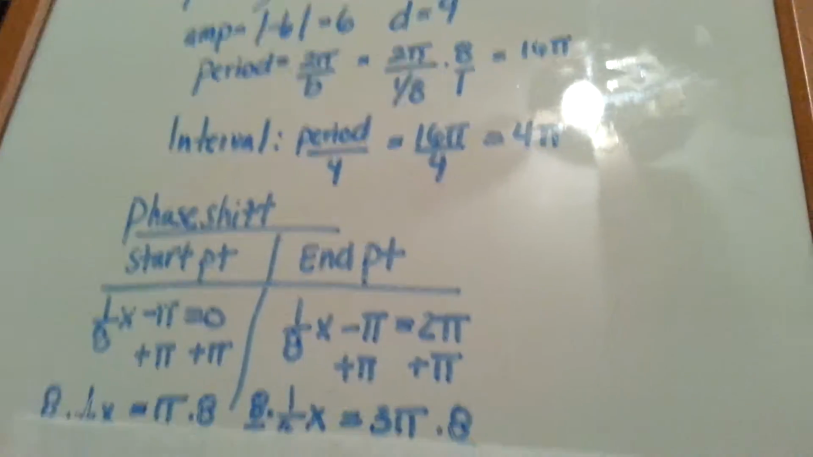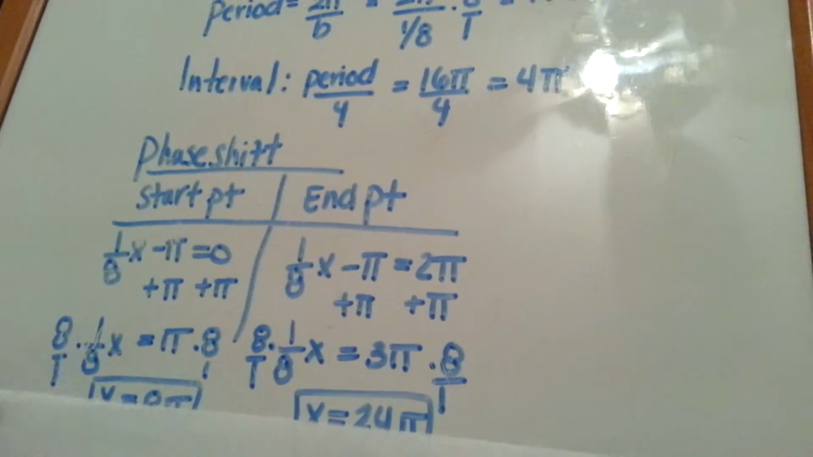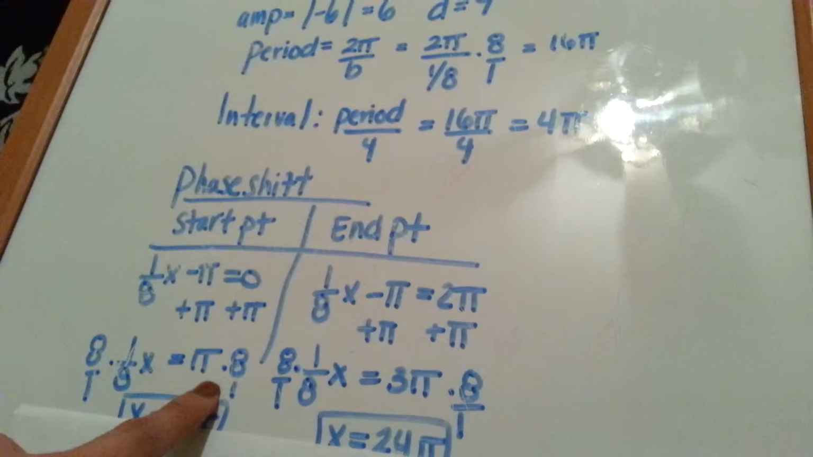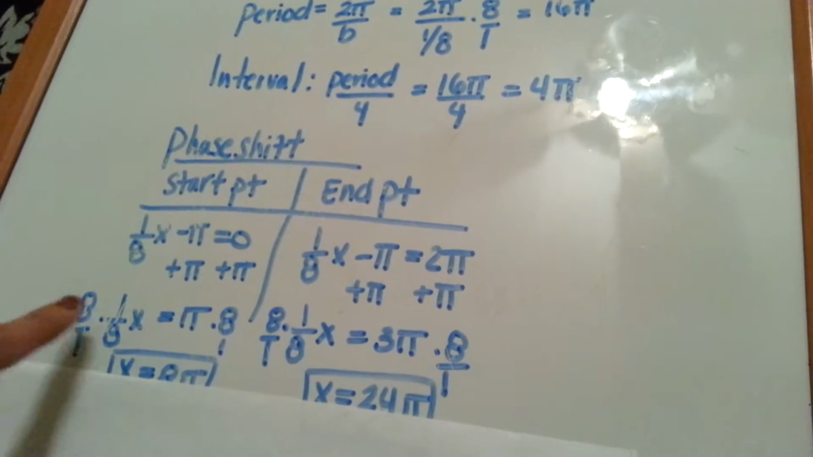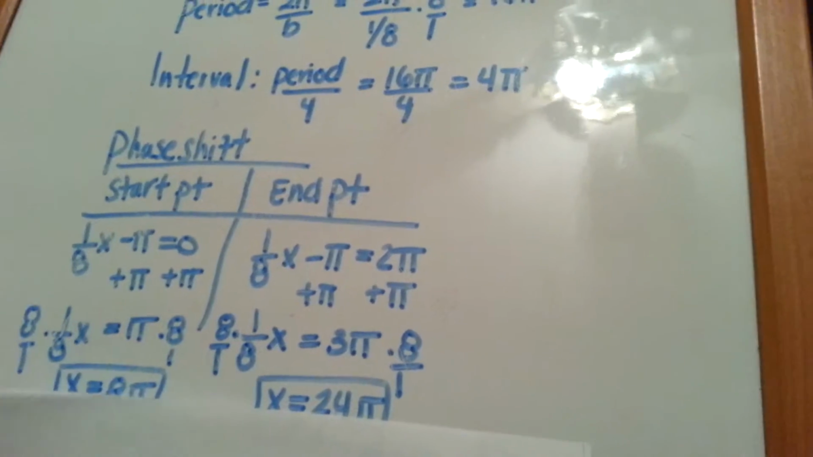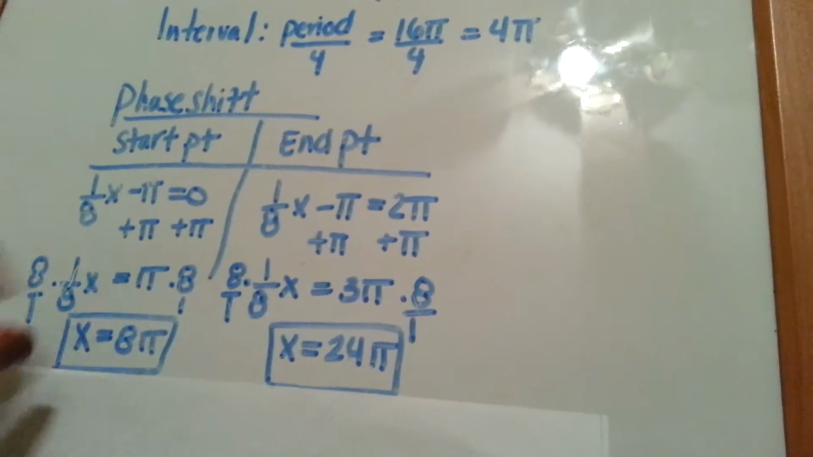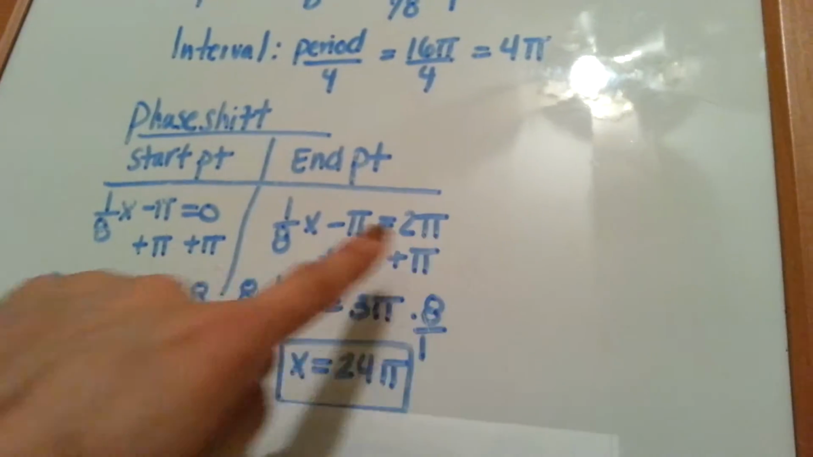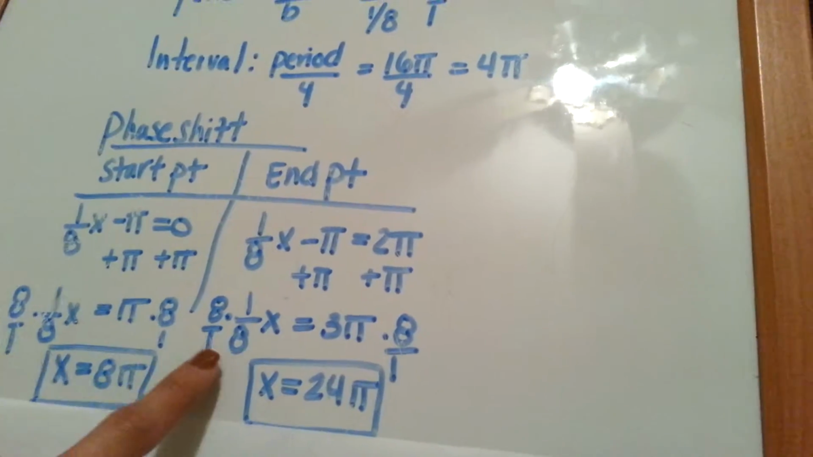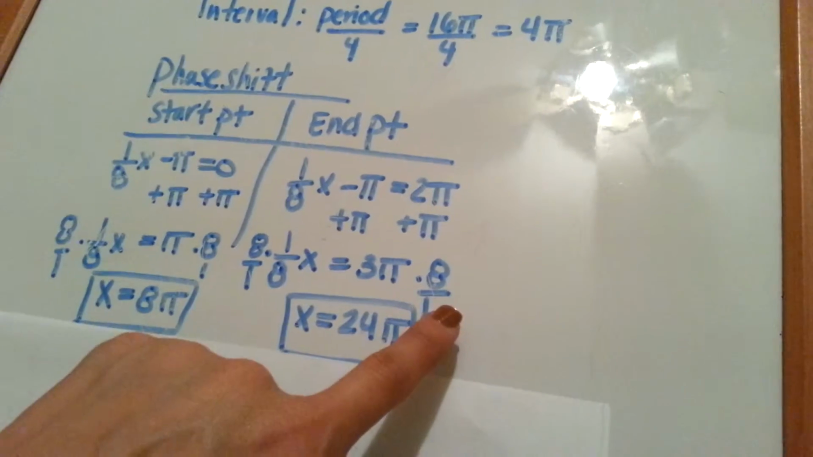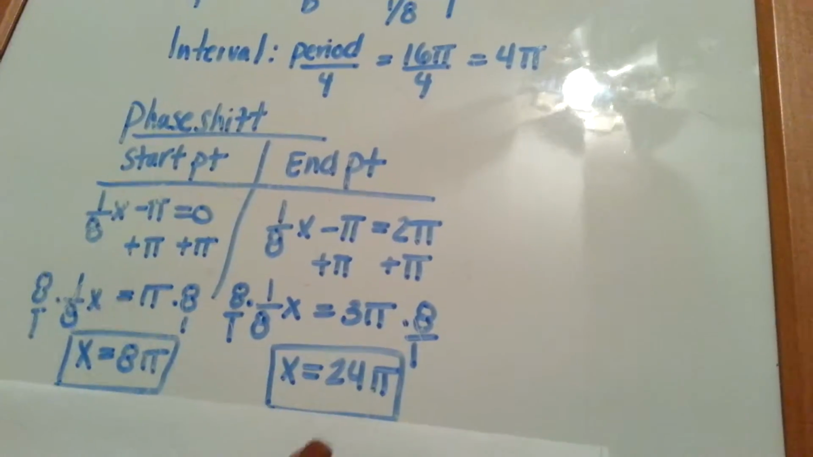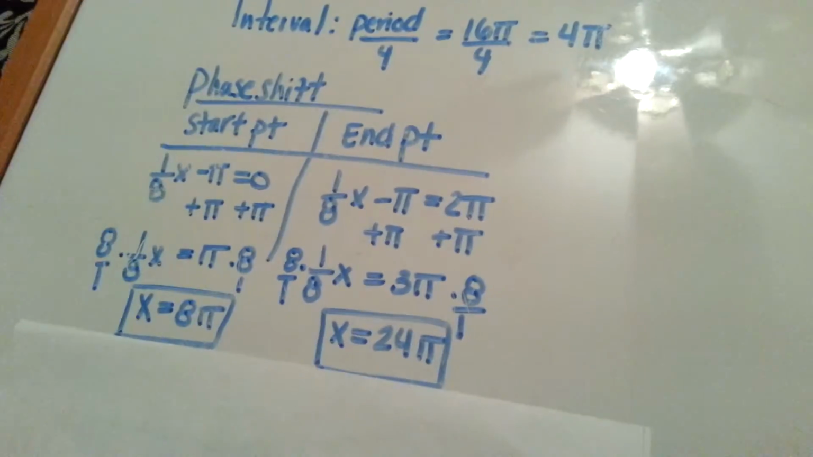And then we're going to go ahead and do 1/8 x equals pi. In order to get rid of that fraction, we're going to multiply by the reciprocal, and multiply the other side, giving us x equals 8 pi. Like the other side, we're going to do the same thing. We're going to add pi to both sides. And then, in order to cancel out the fraction, we're going to multiply by the reciprocal with the 3 pi, giving us x equals 24 pi as our ending point.